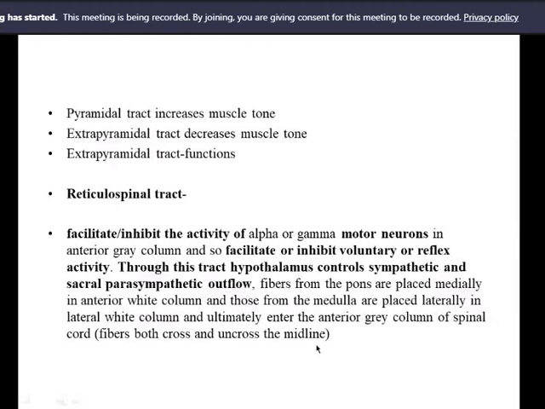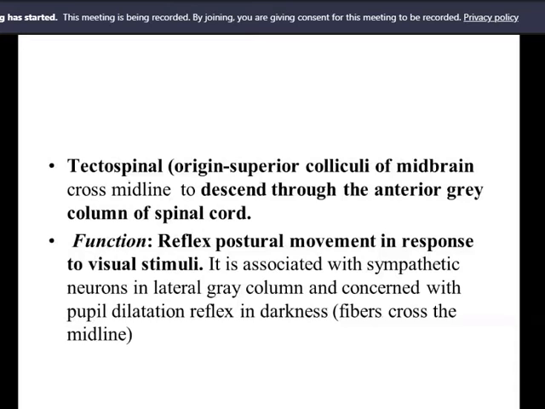Okay sir. Now comes the tectospinal tract. Tectospinal. So tectum means the midbrain. So it originates from the superior colliculus of the midbrain, crosses the midline, descends through the anterior gray column of the spinal cord, and its function is reflex postural movement in response to visual stimuli. Visual stimuli.